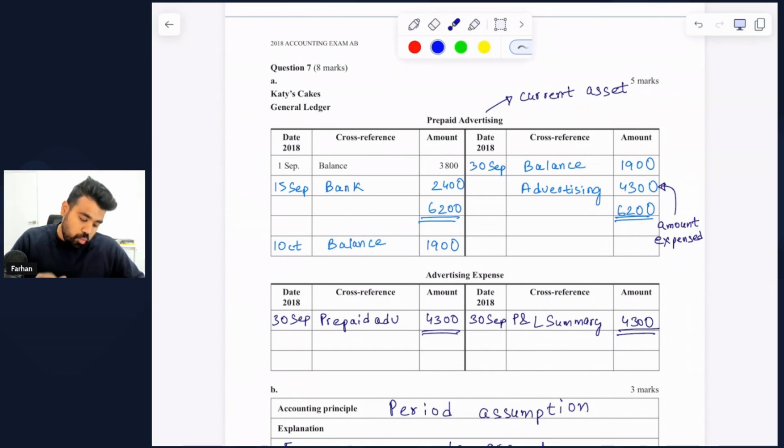First of all, we are given the ledger account for prepaid advertising. Prepaid advertising is a current asset for the business. Now, why is this a current asset for the business? This is because the advertising has been paid for in advance and the business is still yet to consume the economic benefits that will be given to the business in the near future.